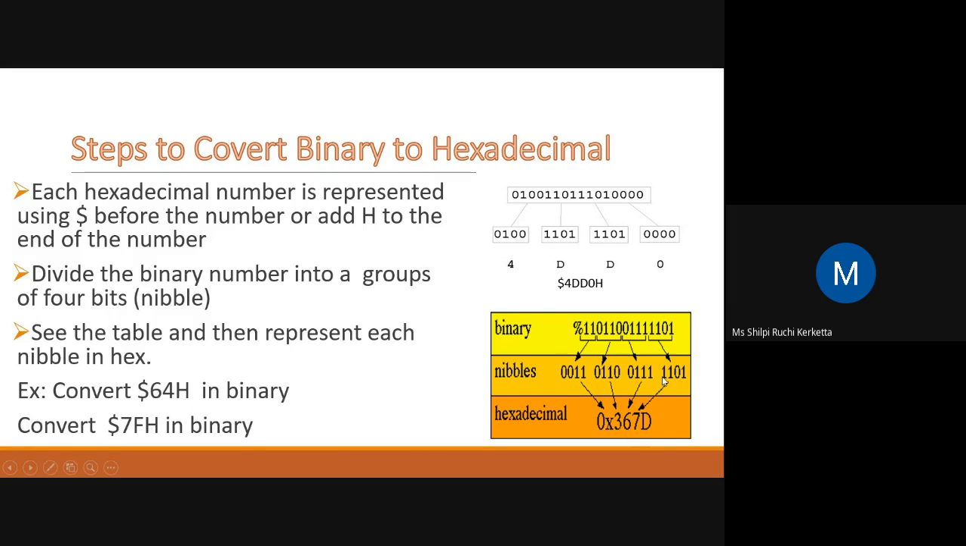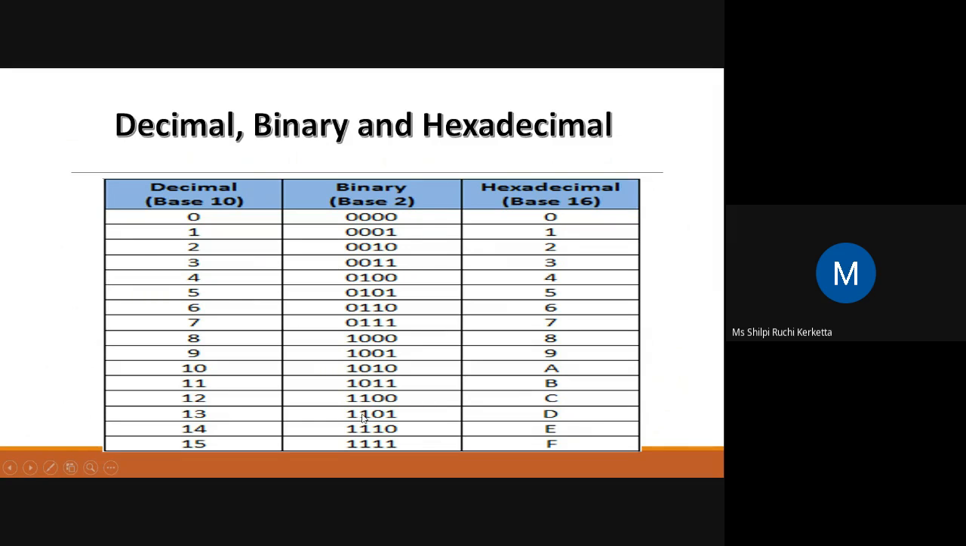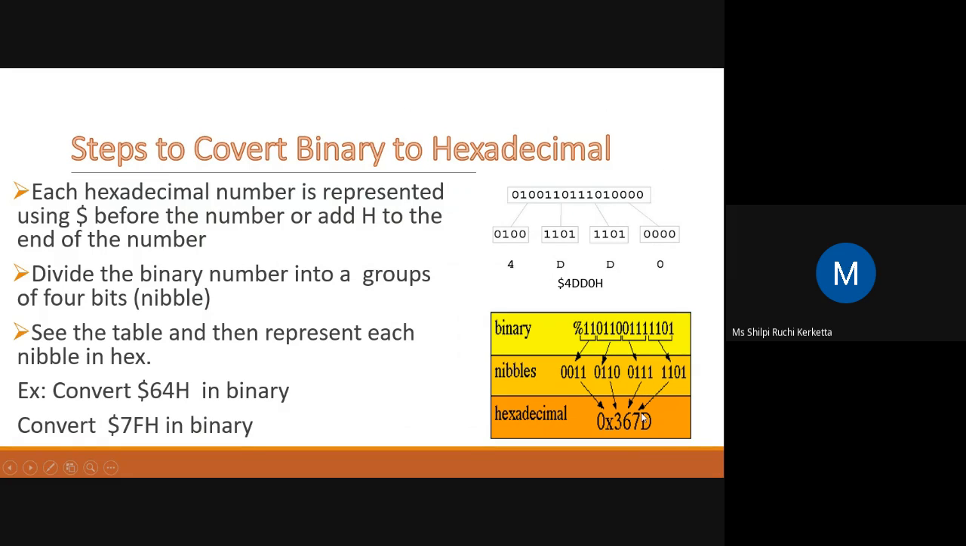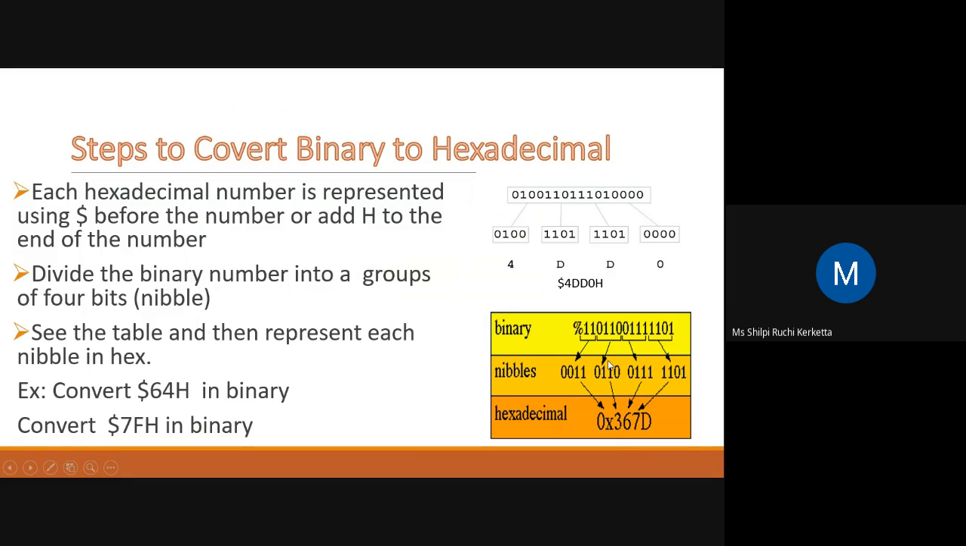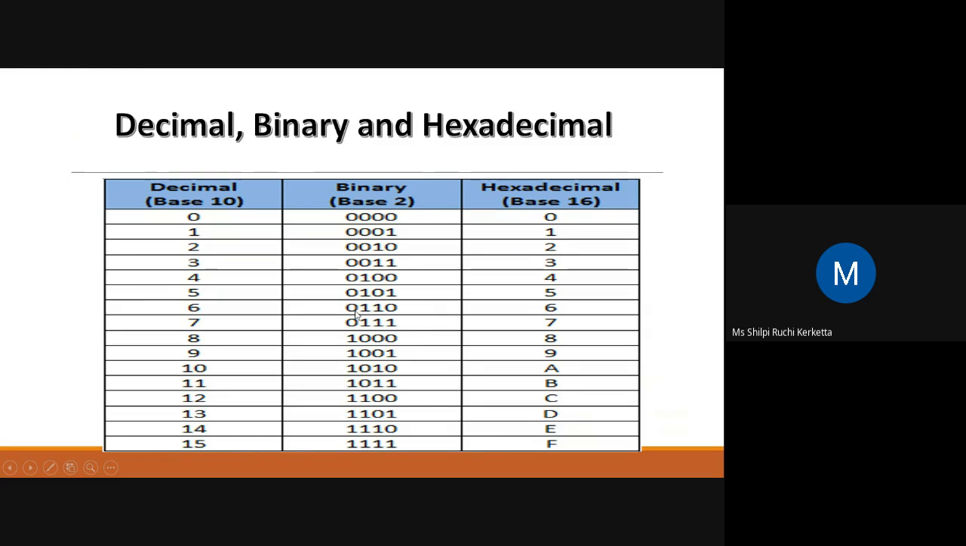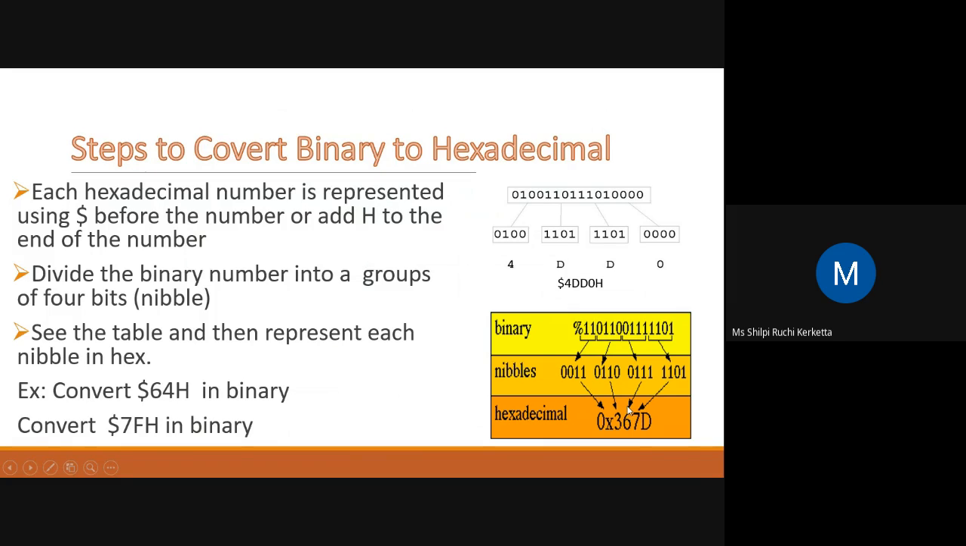So for this number 1101, we see the table. What is the value? It is D. So we write a D. Then the second nibble is 0111, and 0111 is 7. So we write a 7. This third nibble is 0110, and 0110 is a 6. So we write a 6 over here. And the last is 0011.